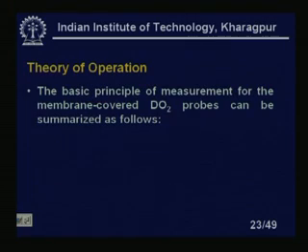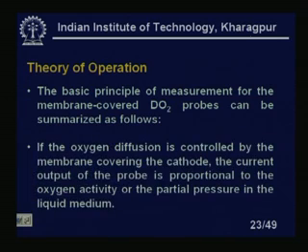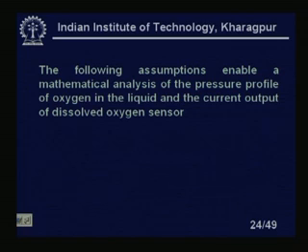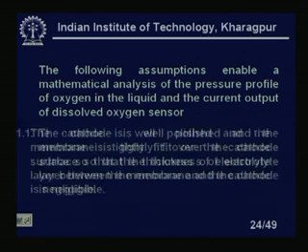Theory of operation. The basic principles of measurement for the membrane covered DO2 probes can be summarized as follows. If the oxygen diffusion is controlled by the membrane covering the cathode, the current output of the probe is proportional to the oxygen activity or the partial pressure in the liquid medium. Okay. Basic principle is same. The following assumptions enable the mathematical analysis of the pressure profile of oxygen in the liquid and the current output of the dissolved oxygen sensor. What are those assumptions? Let us look at.